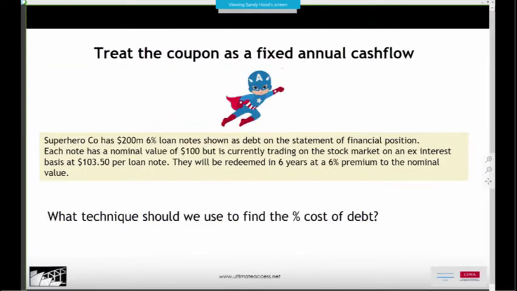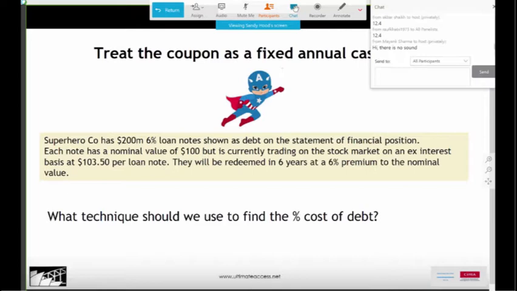Now, my question to you is, what technique should we use to find this percentage cost of debt? And we've got another superhero here. This one's got the letter A in the middle of her helmet. And I wonder if it's somebody that we know. But the answer I'd like you to put into the chat box is the technique that we should be using to find the percentage cost of debt in the scenario that we've got.